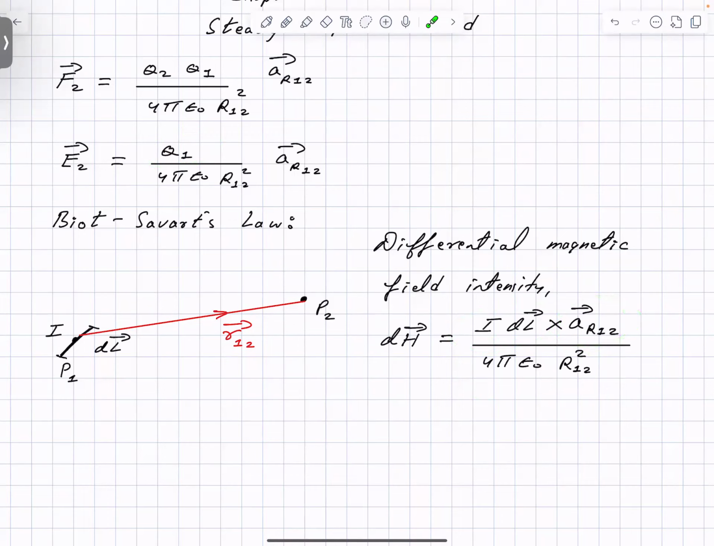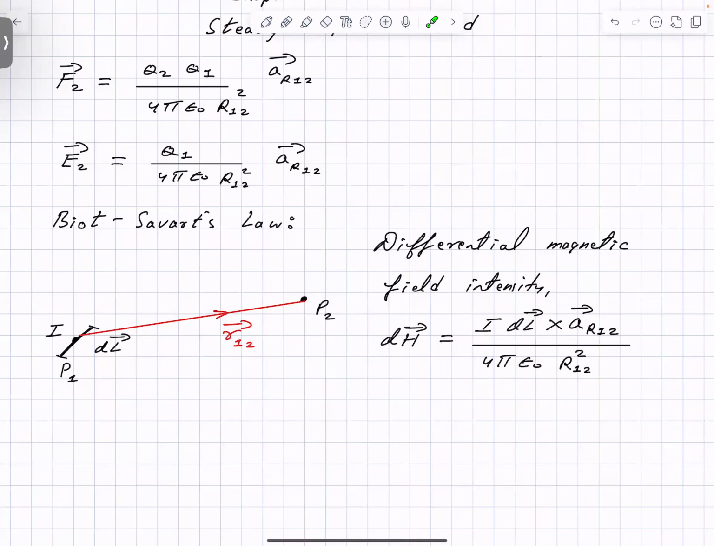With the cross product, we can use the right hand rule. If we represent dl, the length, by our thumb, and then the AR12 by our index finger, then the magnetic field intensity would be given by the middle finger, right? Because that would be true for any cross product.